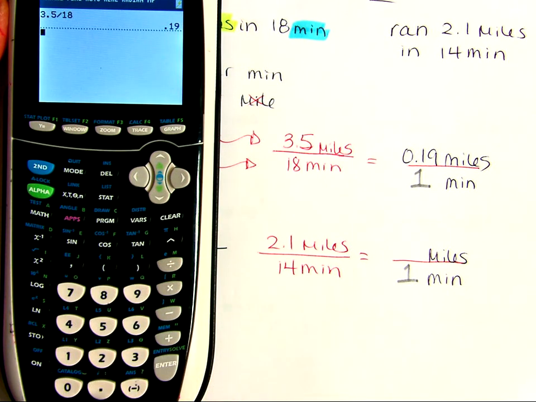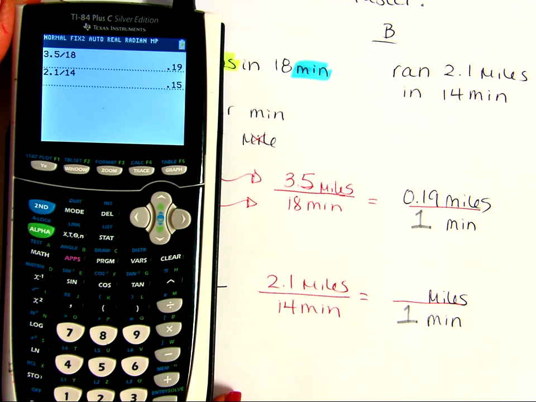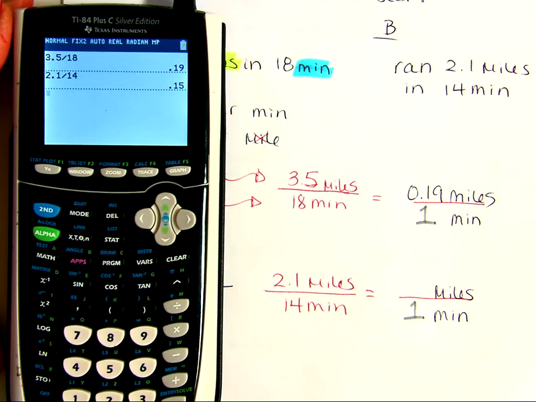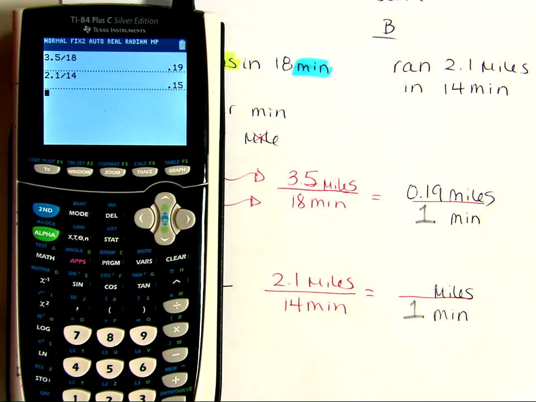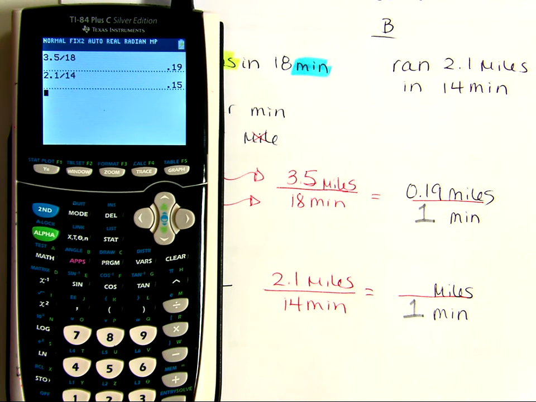Or this person did only 2.1 in 14. This is a different calculator than you have. This is an upgraded version of it. So yours probably is a little more old school. Okay, so is that what you guys came up with? Yeah. Everybody has that answer?